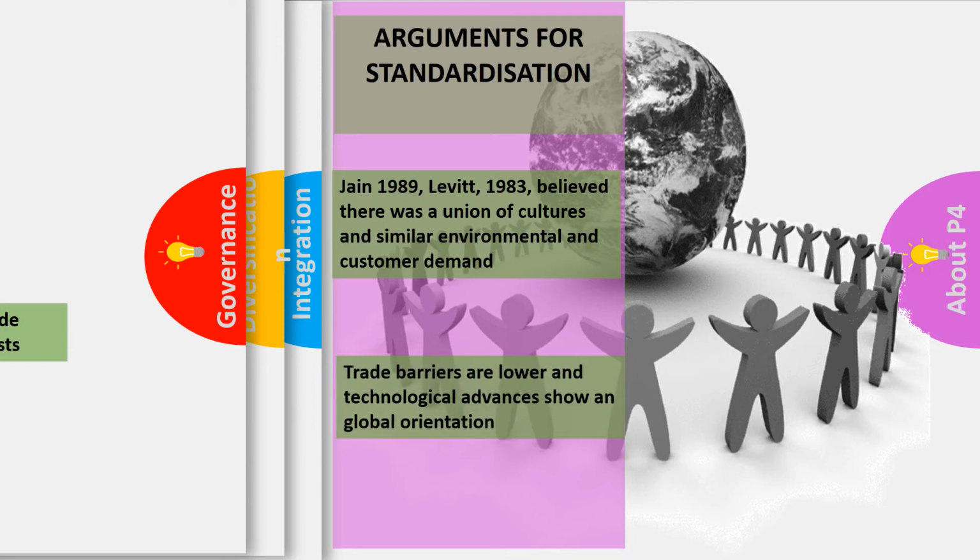Another argument is that trade barriers are lower and technological advances show an increased global orientation. Even if you look in the EU, you've got all these countries in the EU and no barriers between these countries. So definitely from different blocks, Asia, you've got the American alliances. So you've got different blocks of countries who have no or very limited trade barriers between themselves. And in those instances, you could argue that between those countries, you should have standardization.